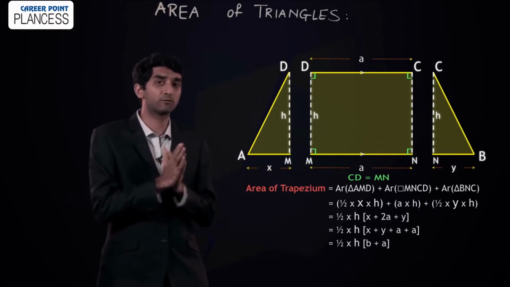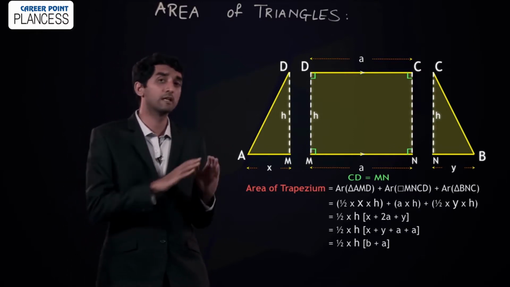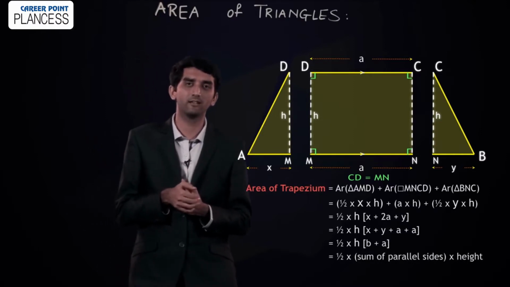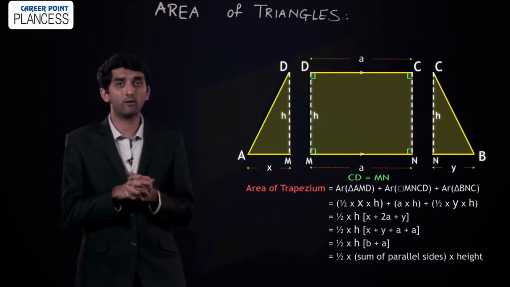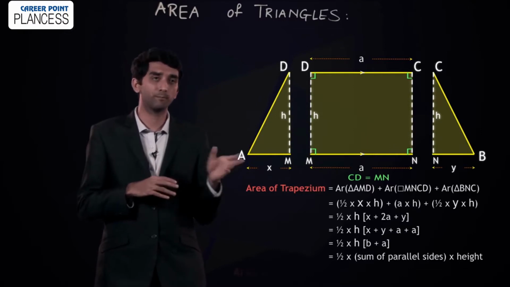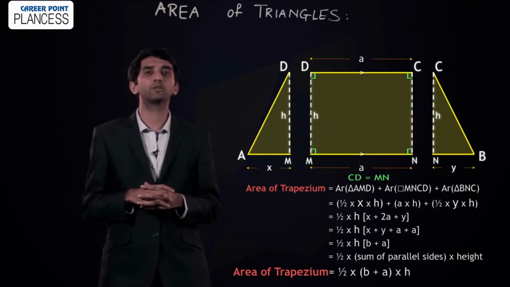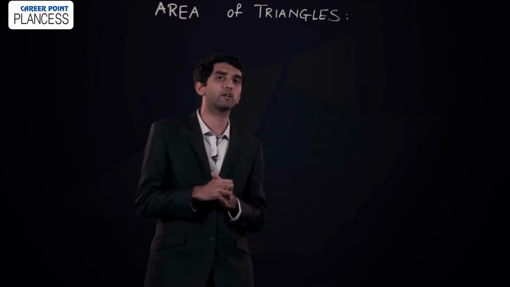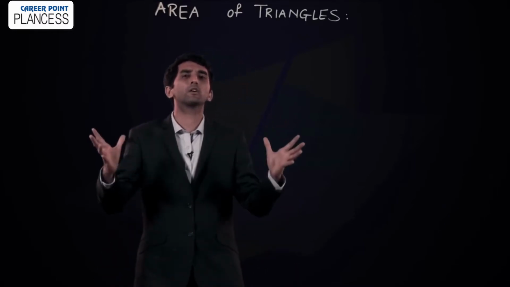So we can generalize this formula now as: area of a trapezium is half into the sum of its parallel sides into height, which is what we had exactly learned in the previous chapter of triangles and quadrilaterals. So generalizing, area of a trapezium is half into B plus A into H, so half into the sum of parallel sides into height. So this is for a trapezium. This is how we found out the area of a trapezium using the areas of a rectangle and two right angle triangles.